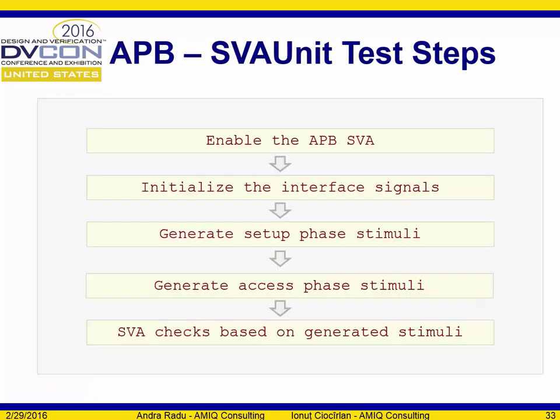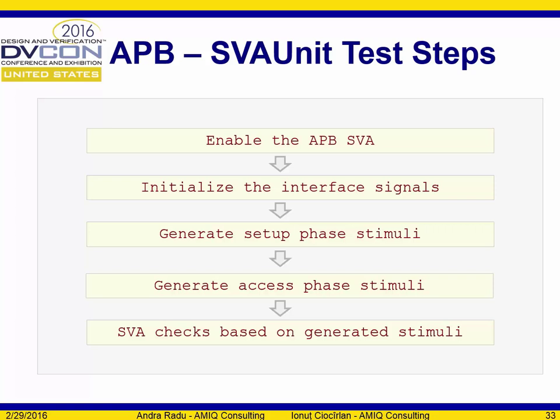Let's see how the actual stimuli and checking look like. I've split them into separate code blocks and I will explain each of them. The first step would be to only enable the APB SVA that we want to check. In our case, it is the example assertion that I showed earlier on. This is not a rule, it is a recommended practice, so you'll avoid false alarms, because you will run stimuli on the interface, and if you have several assertions in that package, others might fire, so you would like to disable everything and just enable the one you want to verify.